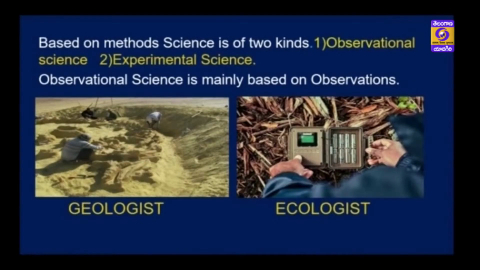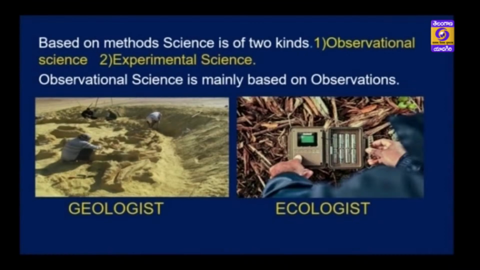So what does it mean? What do observational science and experimental science mean? Here you could see in the picture a geologist and an ecologist. So what does the geologist do? He will observe the findings, that is fossils, the remains of dead living organisms which were present some thousands of millions of years ago. So he will do the findings of those, observe those fossils of living creatures and make conclusions.